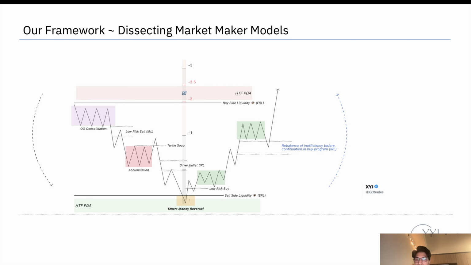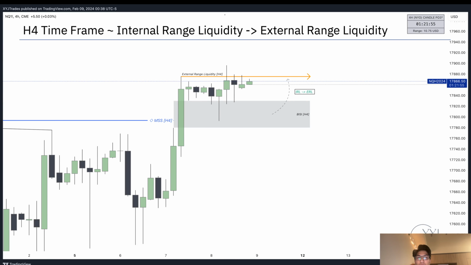As you all know, these things are fractal. All of price action contains different fractal moves which we can take advantage of. So let's get right into our higher time frame and talk about what we saw yesterday.